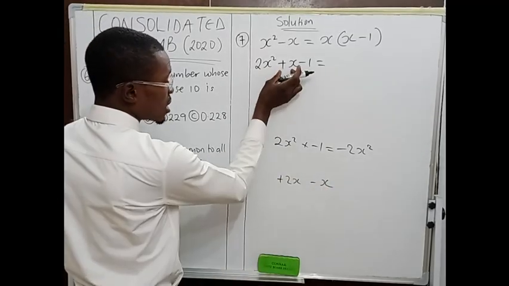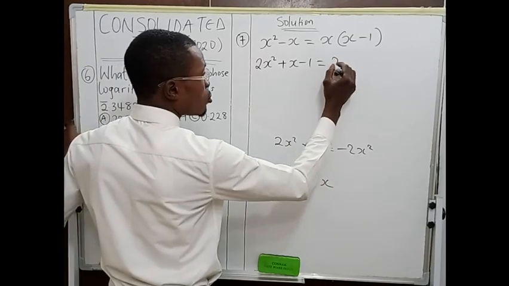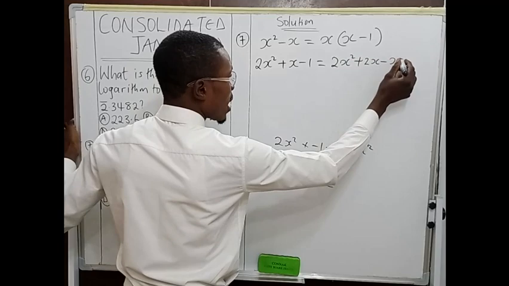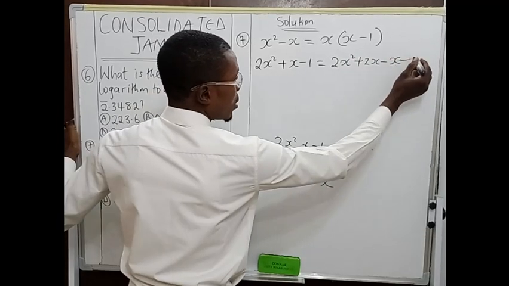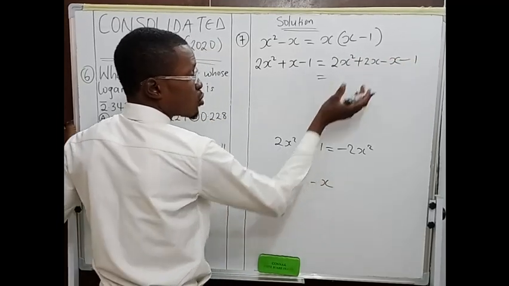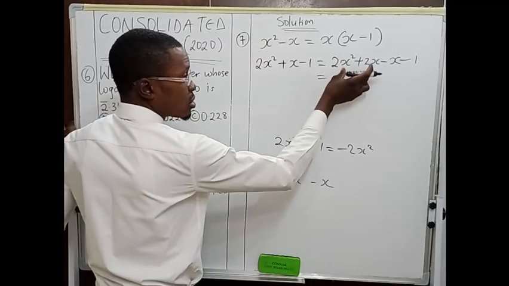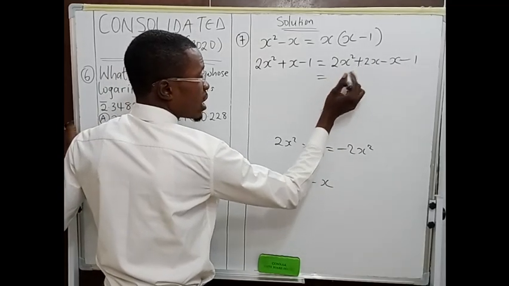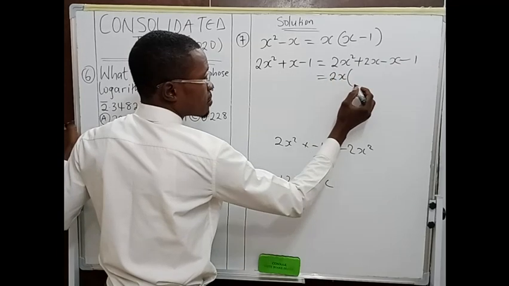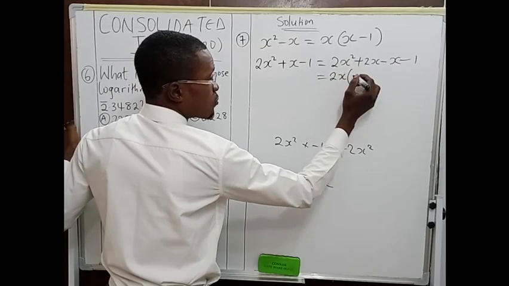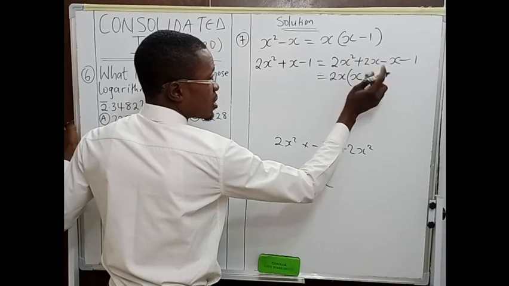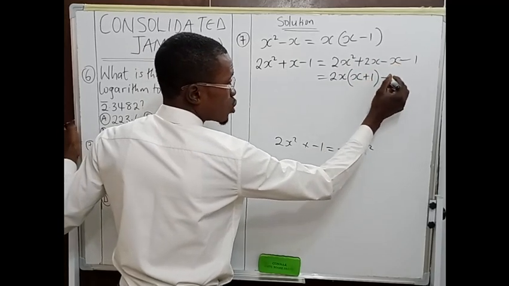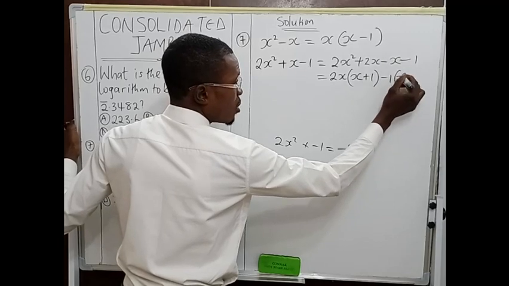So we replace this middle term with these two terms. We have 2x squared plus 2x minus x, then you have your minus 1. Then you pair and factorize each. We take this pair, what is common? 2x is common. Factor out 2x from here, you have x left. Factor out 2x from here, you have plus 1. You come to this also, what is common? Minus 1 is common. Factor out minus 1 from here, you have x.